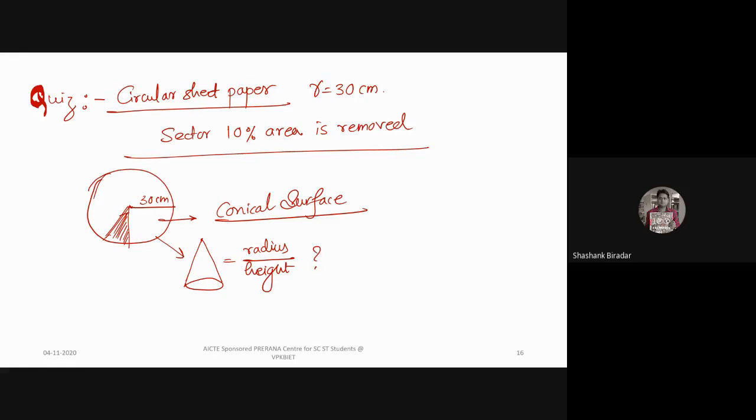So we have a circular sheet of paper, and the radius of that circular sheet is 30 centimeters. We have removed a sector of 10% area, right? And we have formed a cone from the remaining part. So you have been asked to calculate the ratio of radius to height of the cone. The options are not given here. This is a numerical question, so you just have to find the ratio of the radius to height. This question has been asked for 2 marks.